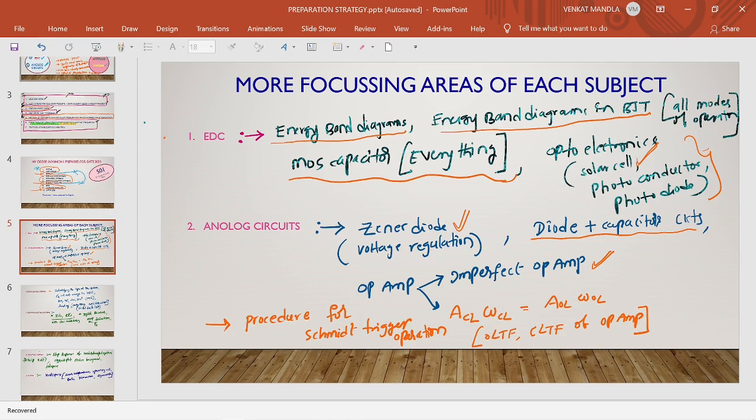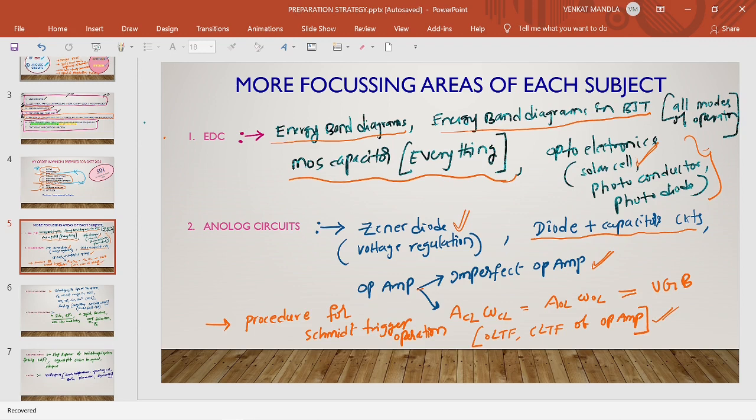And one more: closed loop gain into closed loop bandwidth equals open loop gain into open loop bandwidth, which equals unity gain bandwidth. Okay, so this is the open loop transfer function and closed loop transfer function of the op amp. This is also needed. We always try to skip this part in op amp. That is not acceptable. You have to prepare the frequency response of op amp.